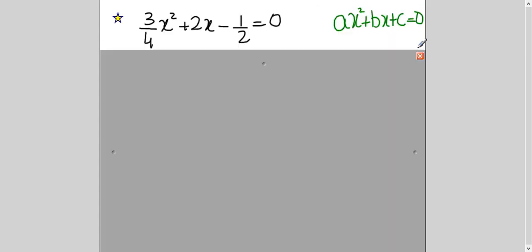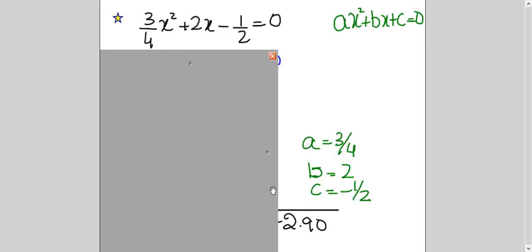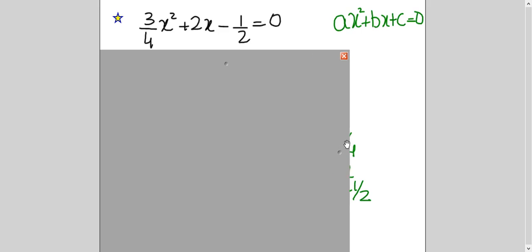Now this last thing which I just want to discuss with you, and then we will finish this video. If the question is given in this form, you see the fraction is here, the integer is here, and if you compare with this, I can say my a is 3 upon 4, right? Like this, my a is 3 upon 4, b is 2, c is minus 1 upon 2. Perfectly okay, you can put it in the formula and you can solve it.